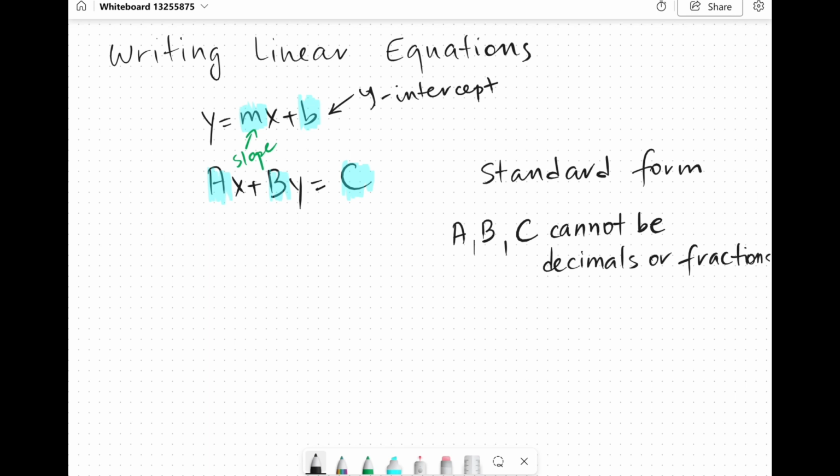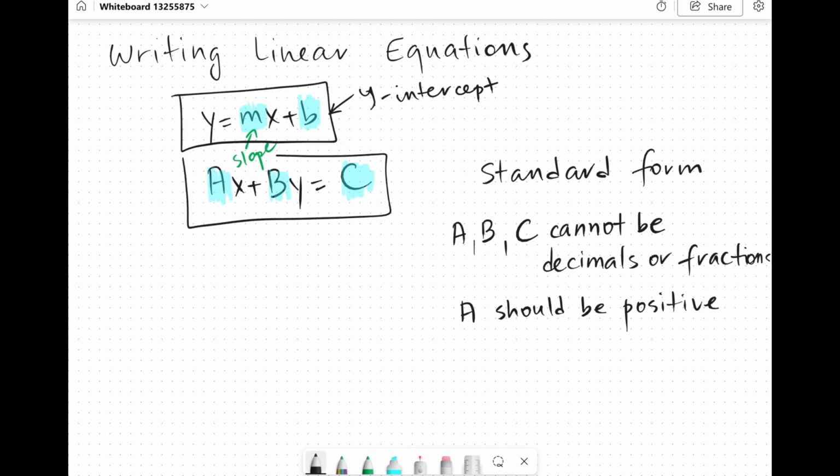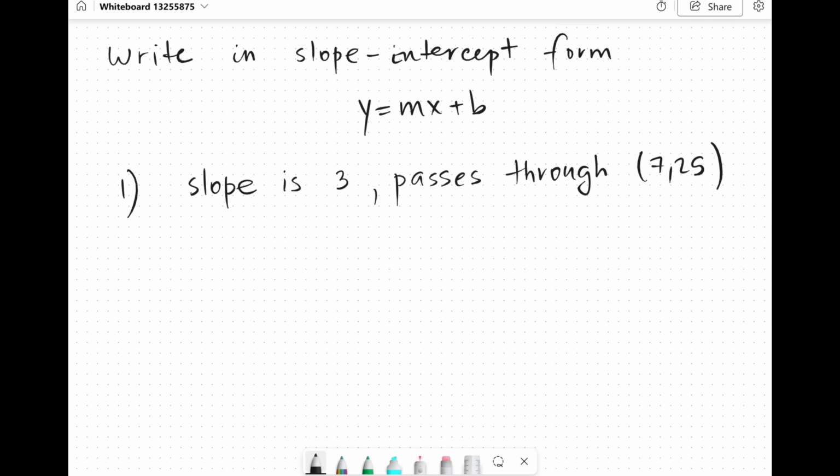In addition to this, a is often requested to be positive. Now, some questions will be okay with your a being negative, but to be on the safe side, I would keep a positive. All questions in this section will ask you to give your final answer either in slope-intercept form or in standard form. The next few examples will all ask you to write the equation in slope-intercept form, which is y equals mx plus b.